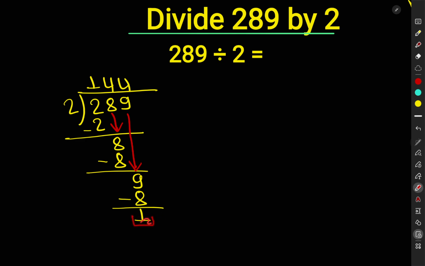So now this 1 is less than 2 and there is no other number beside. So we put here decimal so that we take 0. So now it became 10 and 2 times 5 means 10. On subtracting we get 0. So 289 divided by 2 is 144 decimal 5.